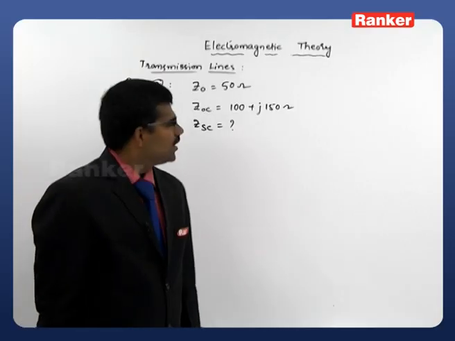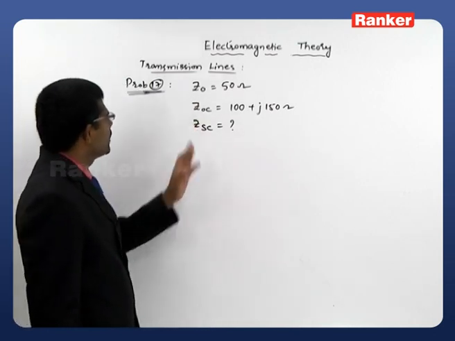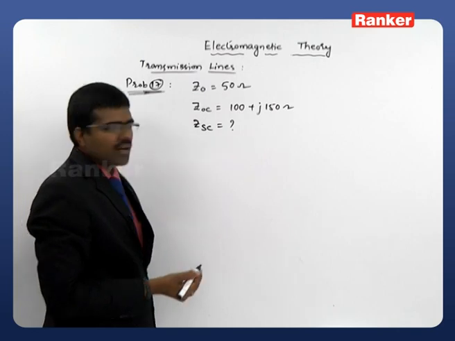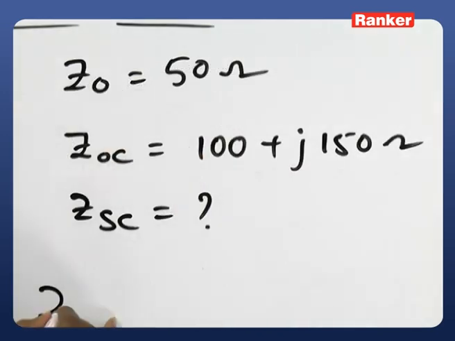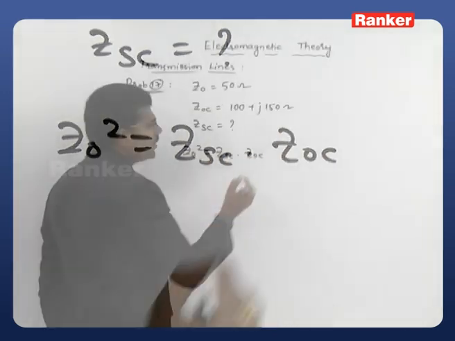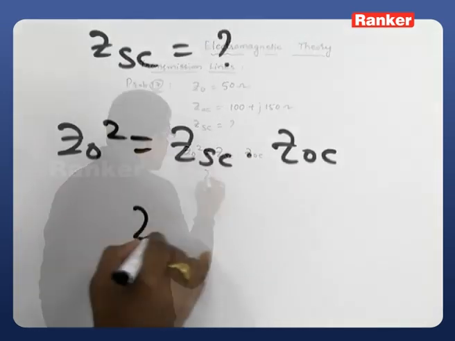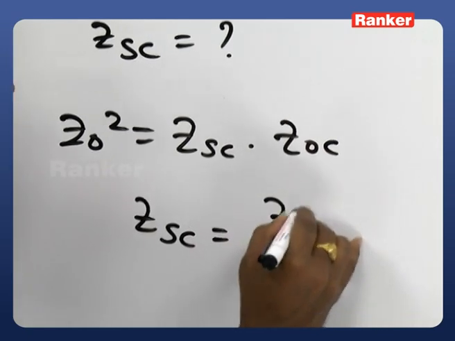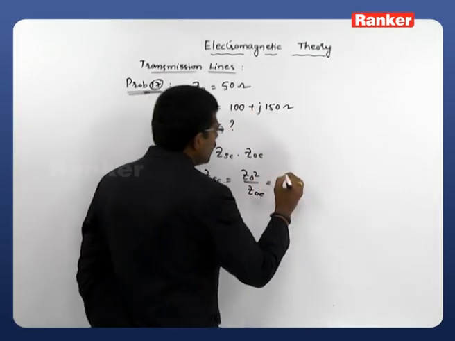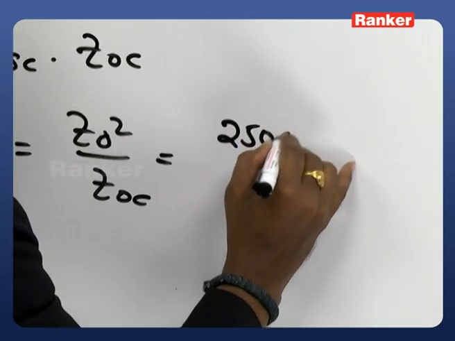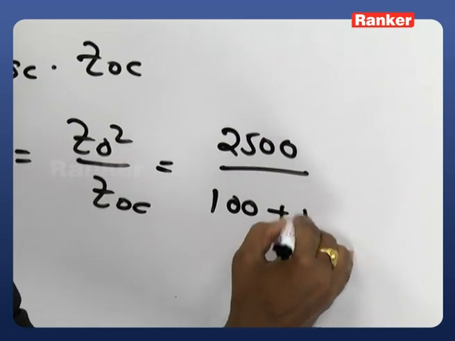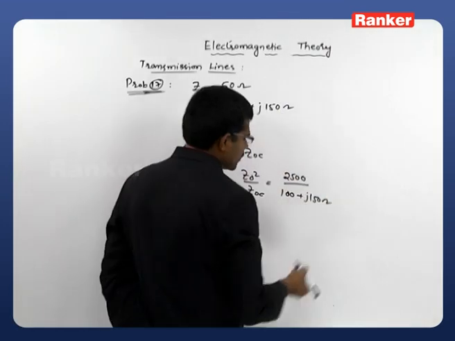It is very easy. We have only very simple parameters. Z0 is given, ZOC is given, ZSC we require. What is the relation between these three? We have Z0 squared equals ZSC times ZOC. So if you require ZSC, it is Z0 squared divided by ZOC. What is Z0 given to us? 50 squared is 2500, divided by ZOC, which is 100 plus j150 ohms.